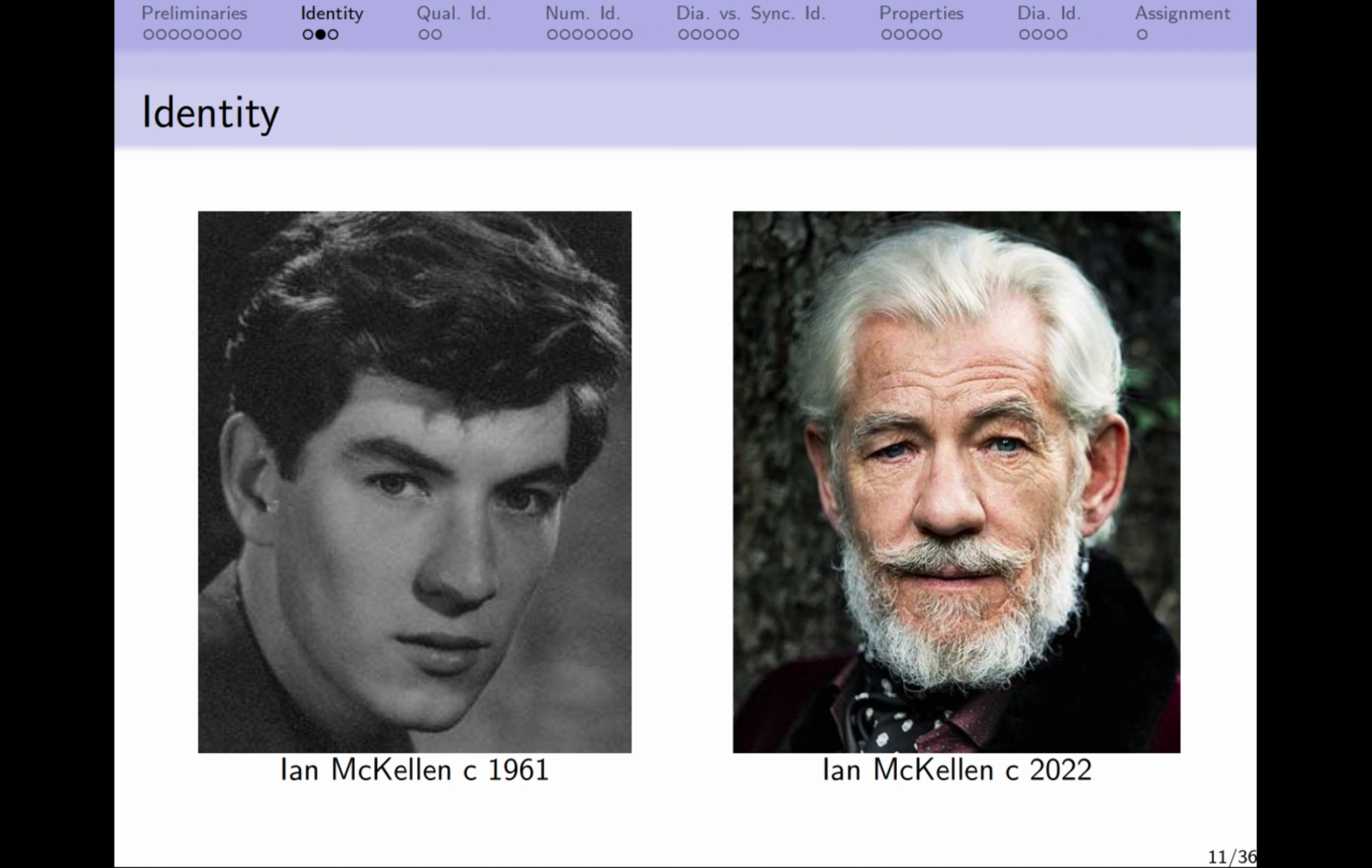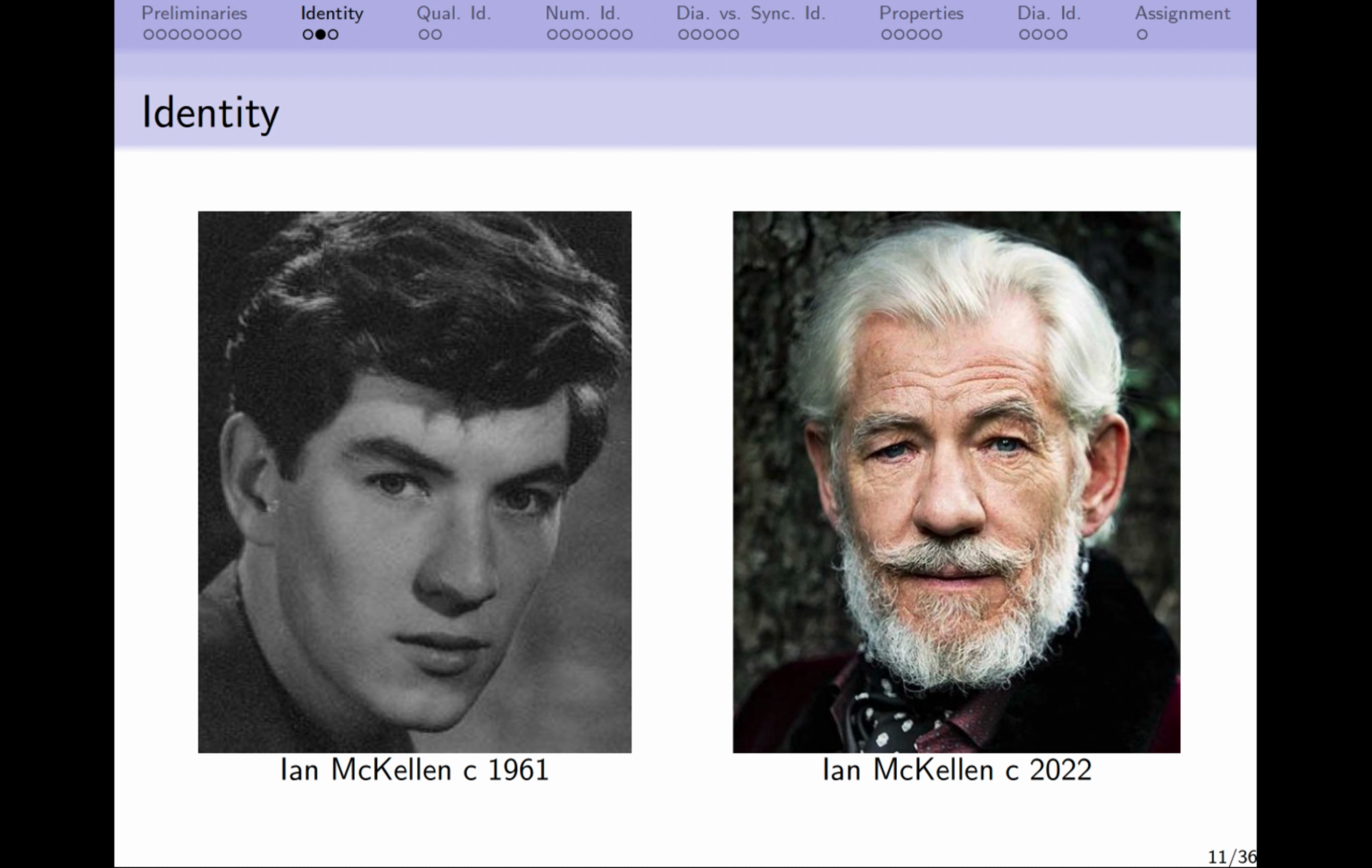nevertheless, the subjects of the photos, if you like, seem to differ in their characteristics and their properties. So on the left, we see young Ian McKellen. He has, for instance, dark hair. Looks like he doesn't have many, if any, wrinkles. He doesn't have a beard and so on. Whereas older Ian McKellen has white hair, is quite wrinkled, has a beard. There are other properties that they differ in.